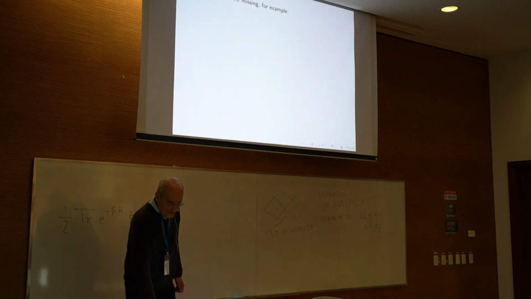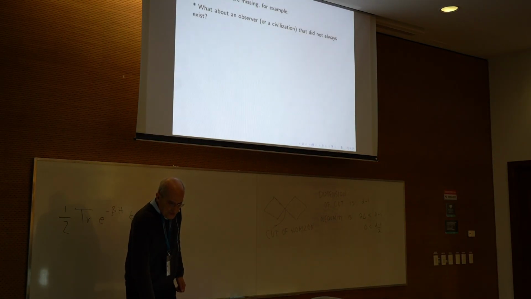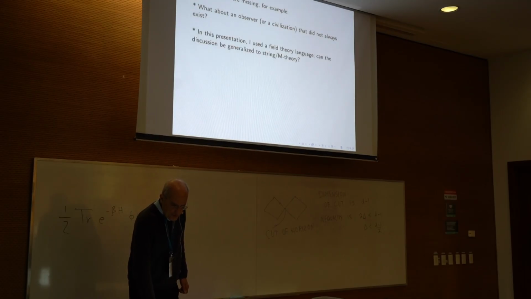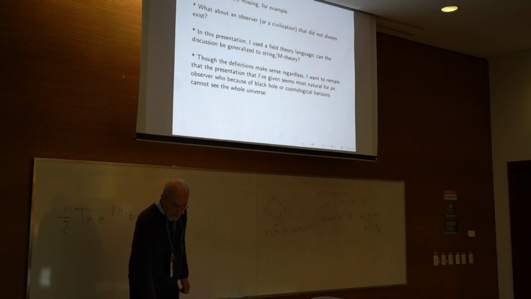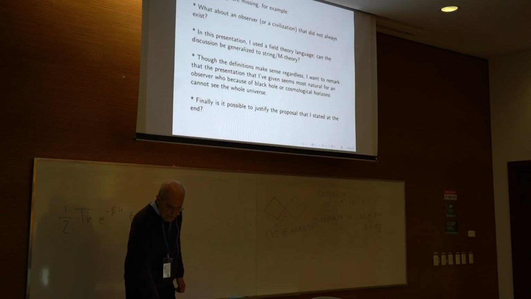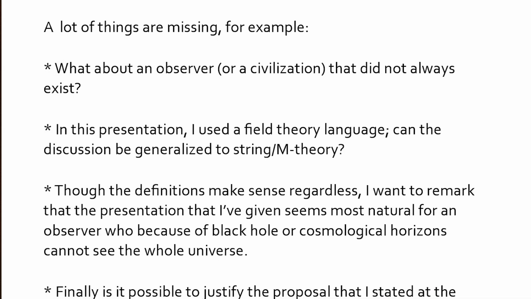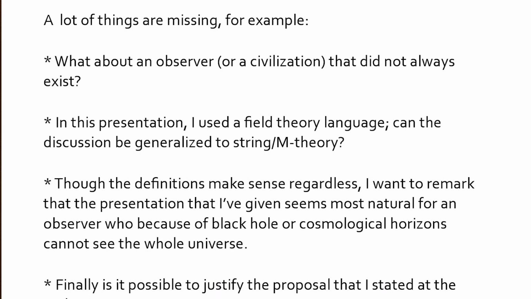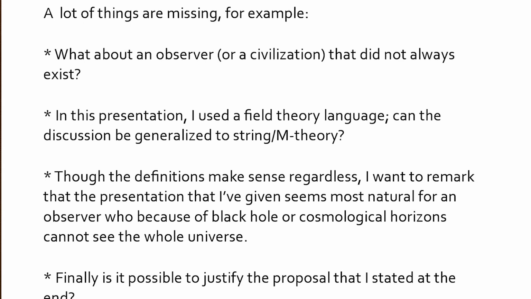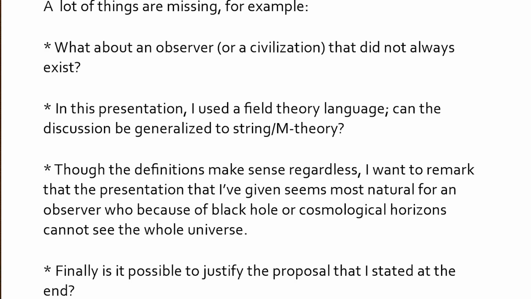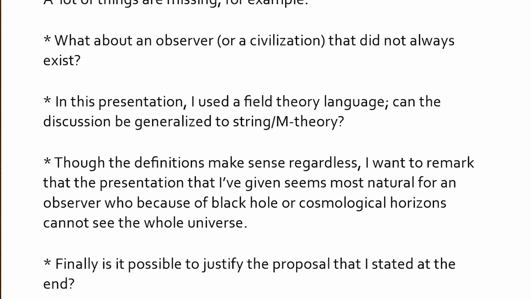Now, all kinds of things are missing in this lecture, in this approach. Well, as I told you, we'd like to learn what to say about an observer or civilization that didn't always exist. I use field theory language. I'd like to know an analog in string/M theory. The presentation I've given is most interesting for an observer who can't see the whole universe, although it makes sense regardless, and that was actually important in the recent paper of Blommaert, Kudler-Flam, and Urbach.